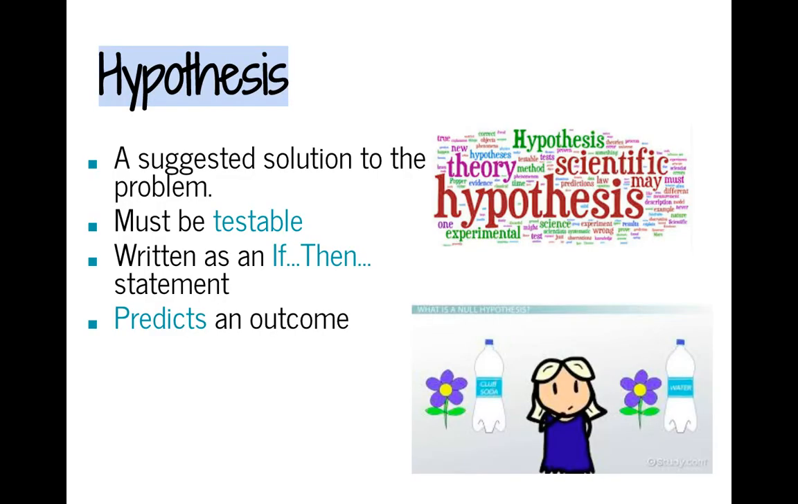Next, we generate what's known as a hypothesis. And our hypothesis is a suggested solution to a problem. It must be testable, and it's written as an if-then statement, and it helps to predict the outcome. So what is it that you predict is going to occur? Why is that happening?